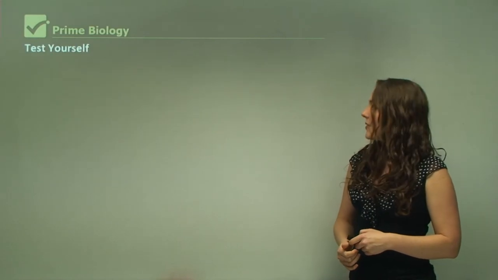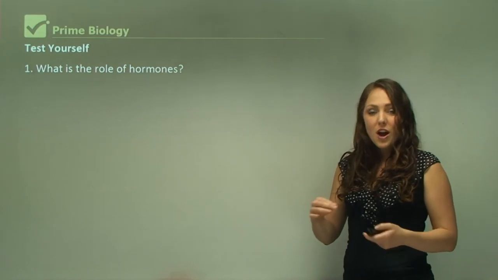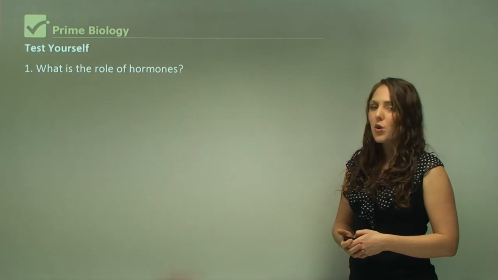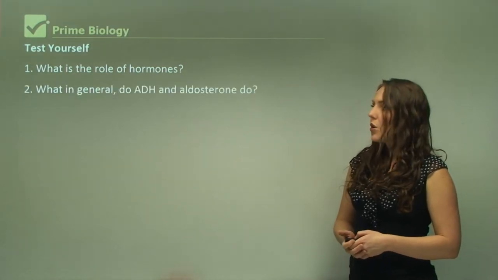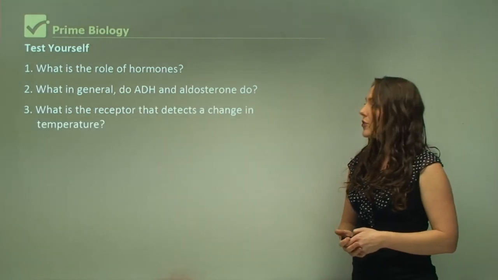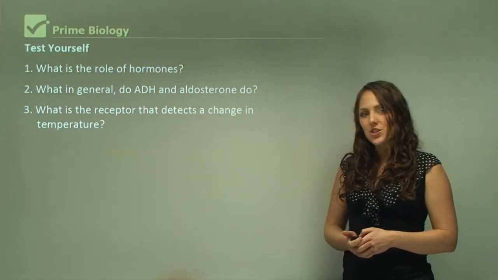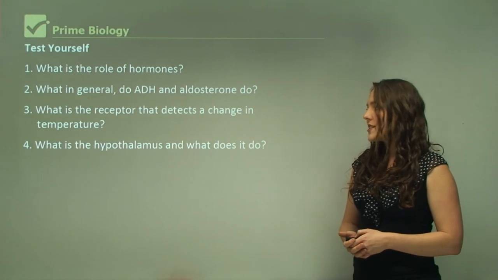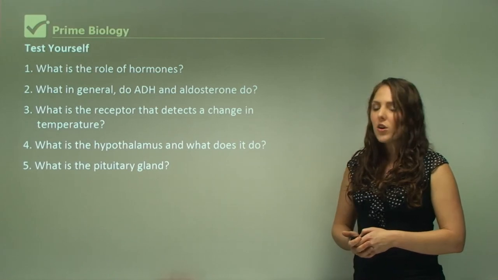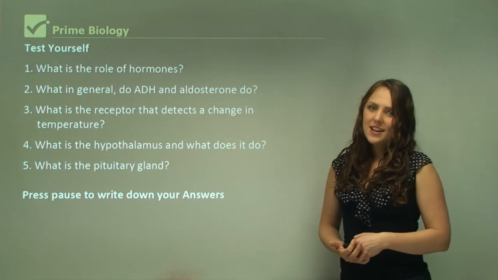Test yourself. Here are some questions. Think about the answers. You can write your answers down. The first question is, what is the role of hormones? The second question, what, in general, do the antidiuretic hormone and aldosterone do? Number 3, what is the receptor that detects a change in temperature? Number 4, what is the hypothalamus and what does it do? Number 5, what is the pituitary gland? Press pause to write down your answers now.